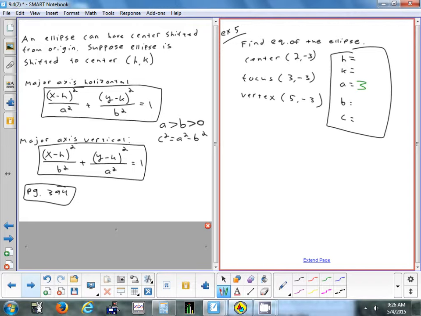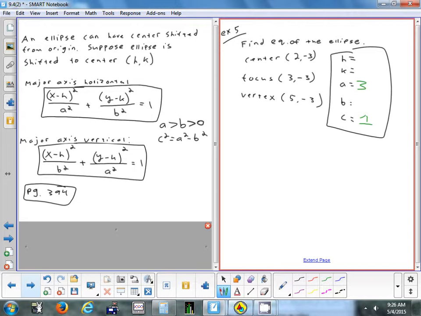Distance between the center and the focus. Again, these ones are lined up horizontal. They're 1 unit apart. One of them's right 2 and down 3. One of them's right 3 and down 3. 1 unit apart. Okay, so you guys actually gave me the harder ones to find. It's not too hard, but A and C I think are the ones that are a little harder to find.